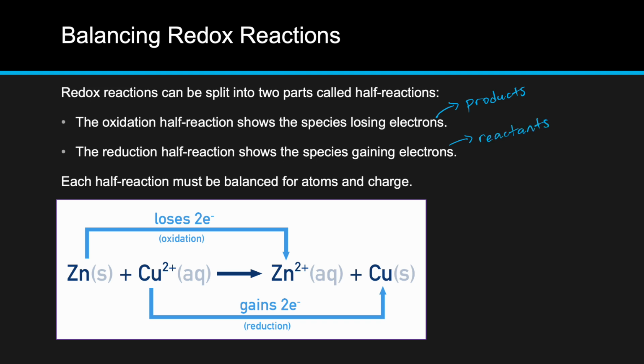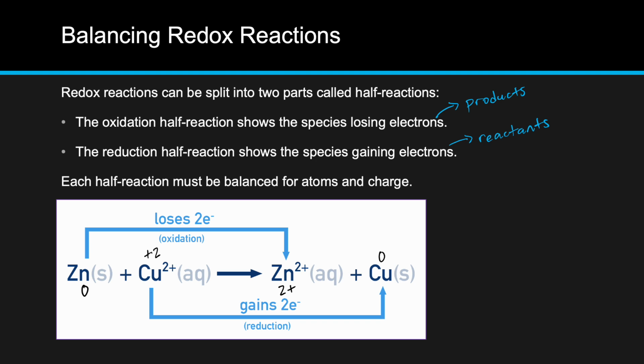So if we look at the chemical equation down here on the bottom, let's go ahead and do what we need to do first for any redox reaction, which is to assign our oxidation numbers. So for zinc by itself, in its elemental form, it's going to have an oxidation number of 0. Cu2+ is going to have a +2 oxidation number because it's a monatomic ion. It's going to be the same as its charge. Same with Zn2+. And then copper is going to be elemental, so it's going to be 0.